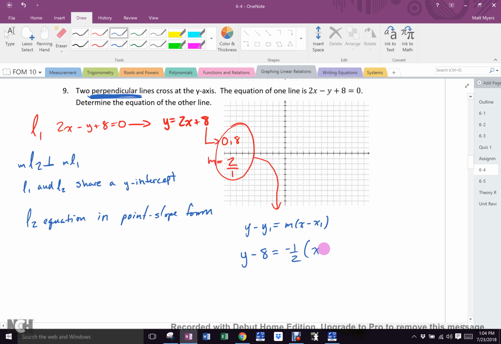Then what? x. Technically, what do I need to write? Minus 0. Would I ever actually write that? So in point slope form, this is technically y minus 8 equals negative 1/2 x. Is everybody good? Lovely.